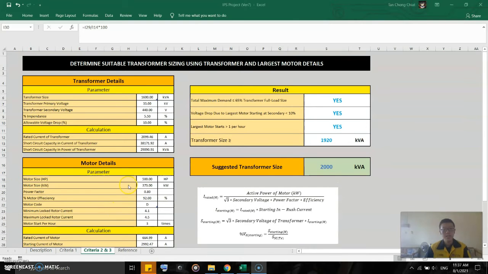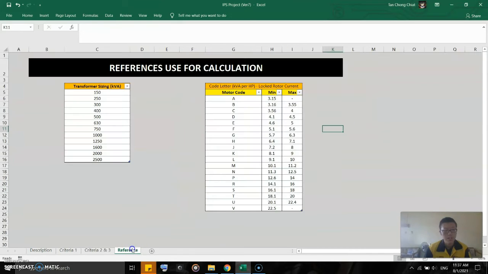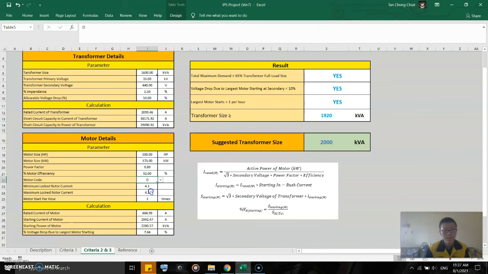Hi, my name is Tanoja, and now I'm going to present the motor details and parameters and calculation. As you can see here, motor size is 500 horsepower. We change into kilowatt, so multiply with 0.746, and then power factor we put inside 0.8 and 92% efficiency, and then motor code T, which is 4.1 minimum and 4.5 maximum. So you can change according to the reference here. So code T is 4.1 and 4.5. So you can change to F and then 5.1 and 4.6. So it changes back to D.